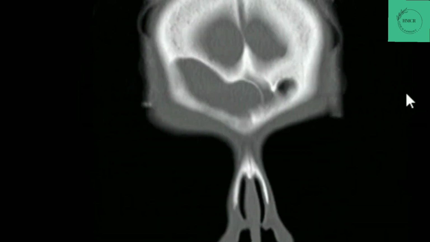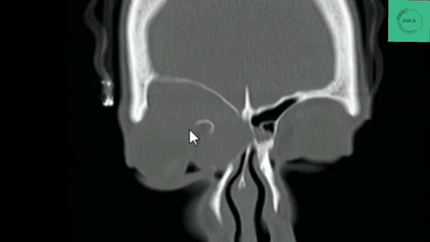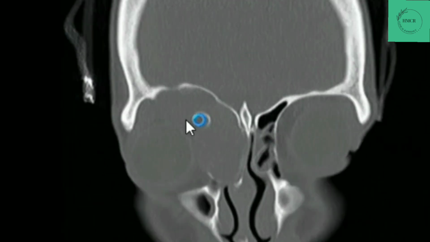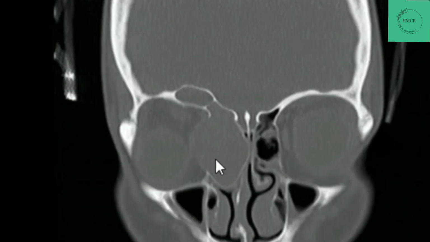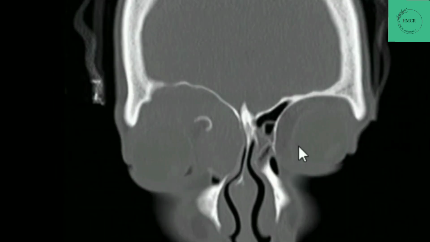These are the coronal sections. Here we can see there is significant expansion and thinning of walls of the right frontal sinus, which is bulging into the right orbital cavity and displacing the right orbit. There is no evidence of residual air in the sinus cavity.